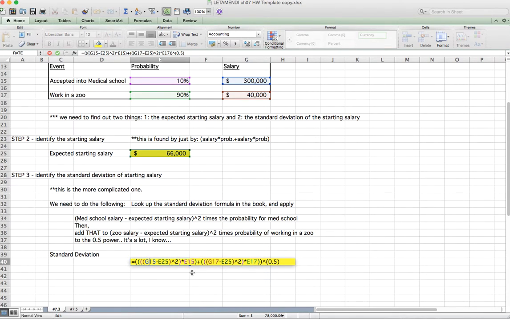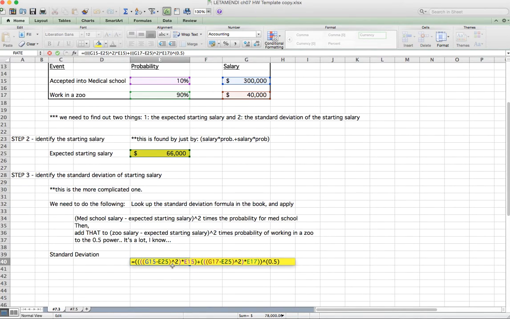So if we look at this half as one half and then this as another half, it makes a little bit more sense, right? So then we just set up 4 parentheses for now, and then you want to do the expected salary of being in medical school minus the expected starting salary that you figured out in step 2, close parentheses, and then put it to the second power.